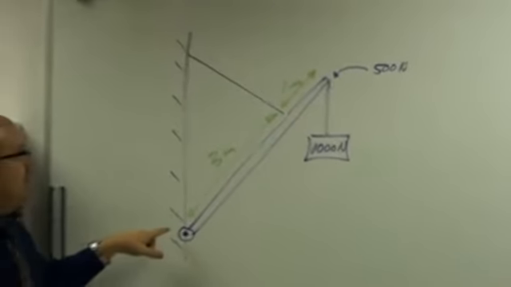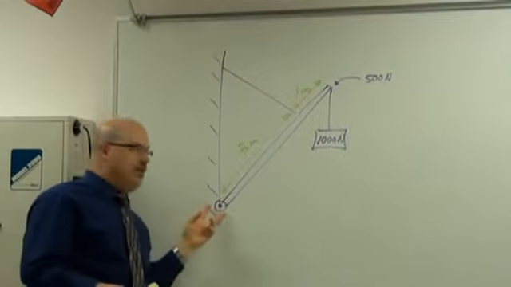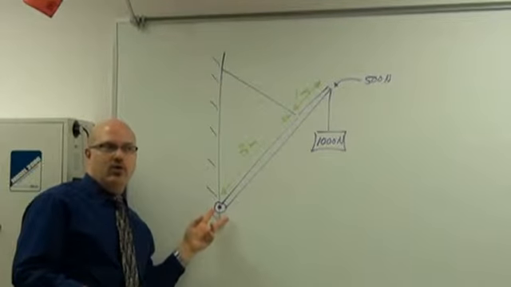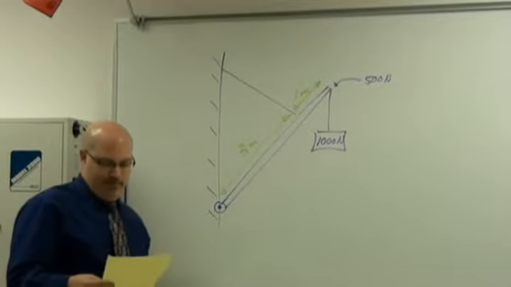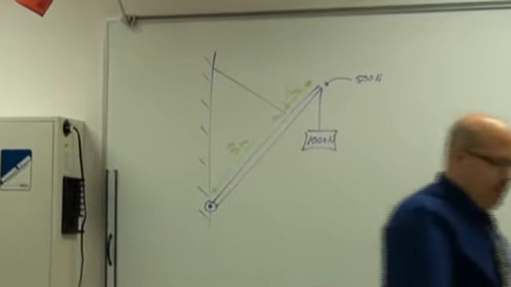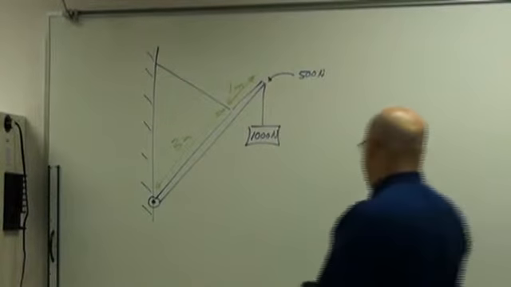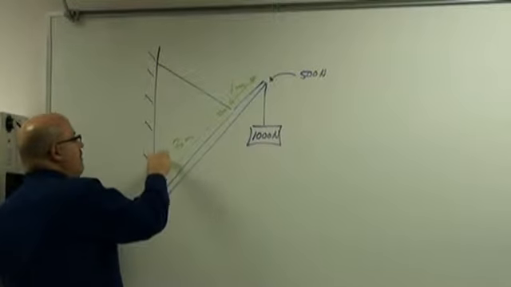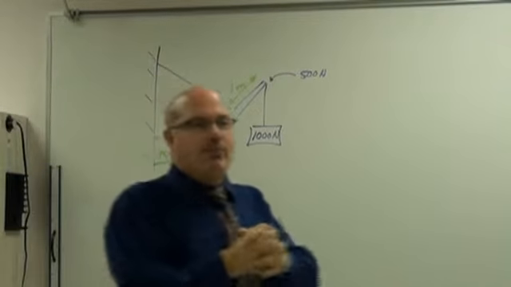I want to know a couple of things. I want to know what's the tension here, and what are the forces at the wall. Find the horizontal and vertical components of this force, and then we can find the total force from the wall. We do need to know the angle. Let's make this angle 45 degrees.